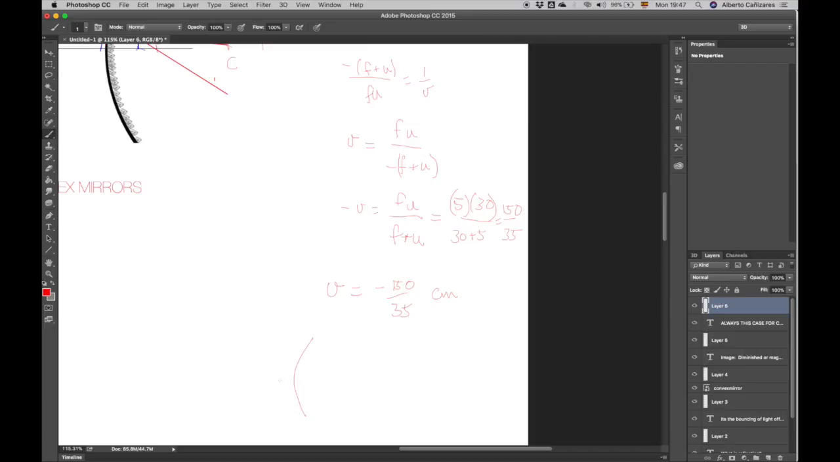So if you have a convex mirror, your image will be formed, for example, here, at a distance of 150 divided by 35 centimeters behind the mirror. And you can just work that out in the calculator, and that's it. So the minus tells you that it's behind the mirror because it's virtual.